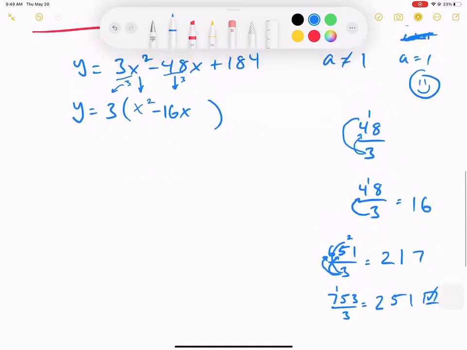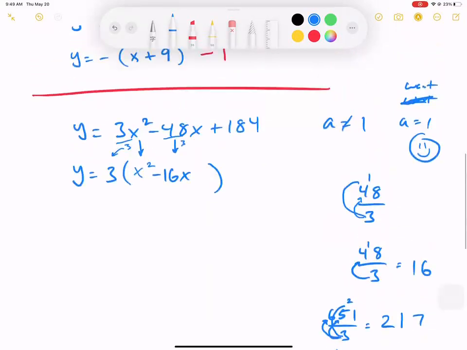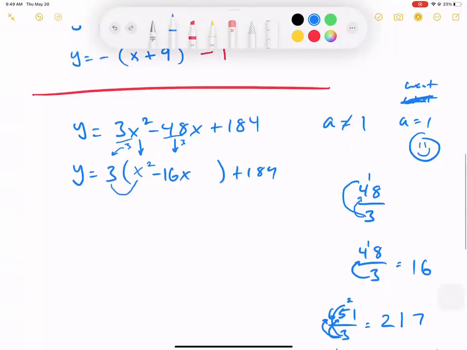Okay, let's go back to the lesson today. So, 184. Now let me make sure this is the same problem and I didn't leave anything out. 3 times x squared is 3x squared. 3 times 16 is 48. So we still have the same problem, except now I have the 3 in front of the x squared, which makes this a level 1 problem again.